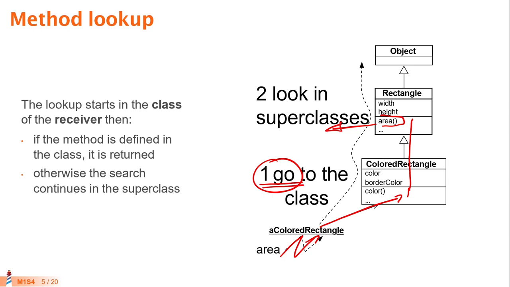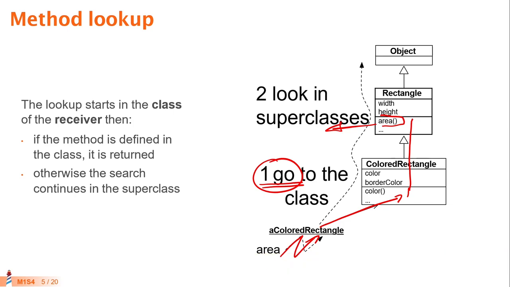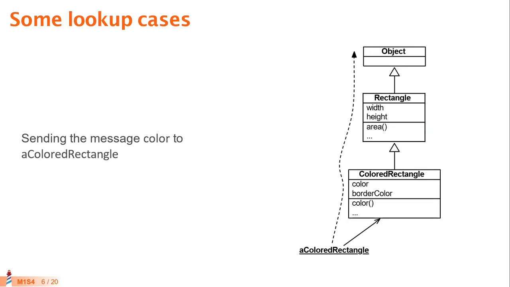If you are fuzzy on that, I strongly encourage you to have a look at the video of the first MOOC, because it explains the metaclass well and the fact that there is only one single method lookup. These are basic things. If I send the message color to my colored rectangle, I jump here, I see this is color, and I return it. If I send the message area, I jump to the class, it is not found here, and I go up and return it. Nothing special here. This is super basic.